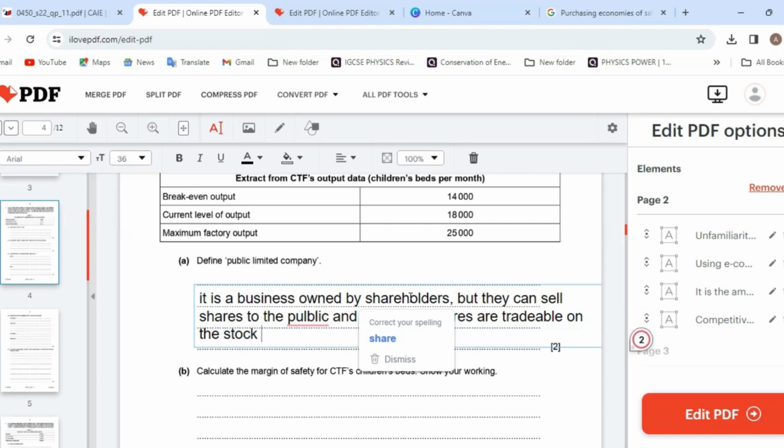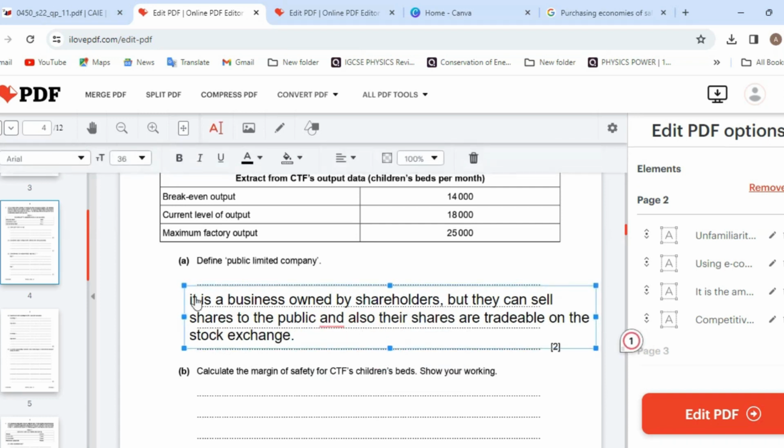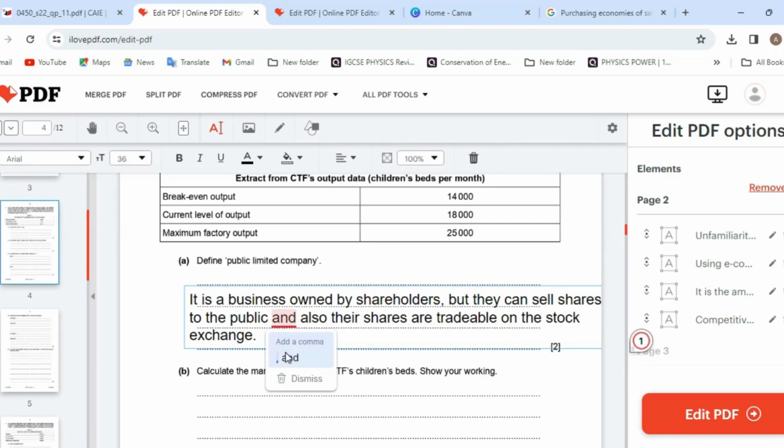On the stock exchange, you can leave it like this or you can leave it as this is public. Also their share, yes, you can leave your definition as this. This one, it's capitalized. Okay, comma. Now we define this.